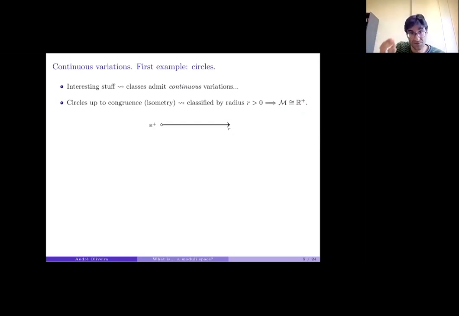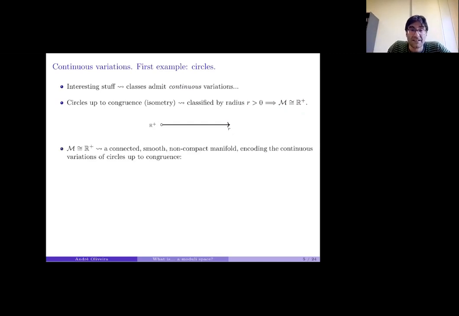You can see here that the equivalence relation we are fixing is important, because if we were taking circles up to homeomorphism, then all of them would be the same. All circles are homeomorphic, but up to congruence, things are not the same.